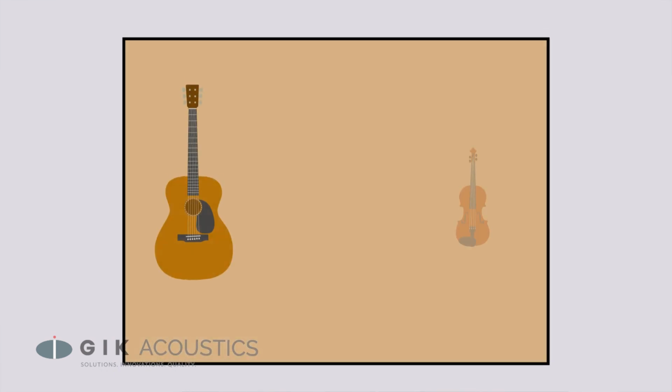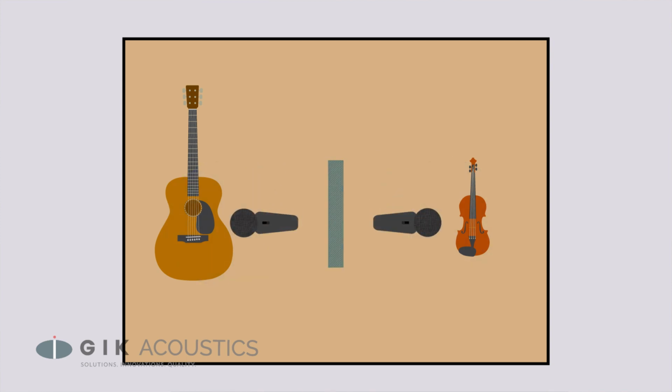There are three main strategies we have for controlling bleed in a room. First is the position of the instruments within the room, second is the position of the microphones and the relative pickup patterns, and third is the use of gobos or go-betweens as treatment to be used between instruments and microphones. All three of these strategies are related to each other and can be used in conjunction.